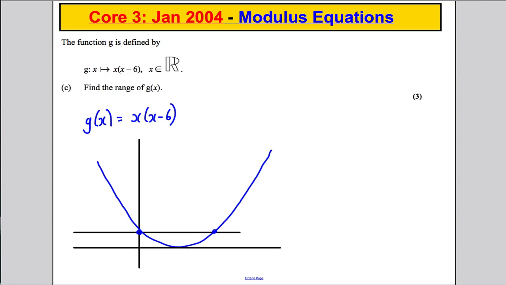Now, where is that point? Well, it's halfway between 0 and 6, so it's going to have an x value of 3, and the y value associated with that would be, if you subbed in 3 into the function, 3 multiplied by 3 subtract 6, which is 3 multiplied by negative 3, which is negative 9. So therefore g of x must be bigger than or equal to negative 9.